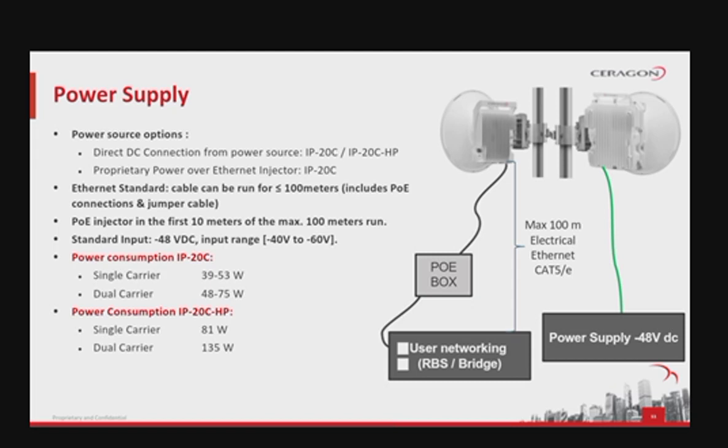With the PoE solution, the total length of the cable between the ip-20c PoE port and the switch or router where the device is connected to should not exceed 100 meters. Also, in this scenario, the PoE injector should be installed in first 10 meters of the max 100 meters run. For the ip-20c high power version, only the DC power connection is available. There is no power over Ethernet capability for the power needed by this device.